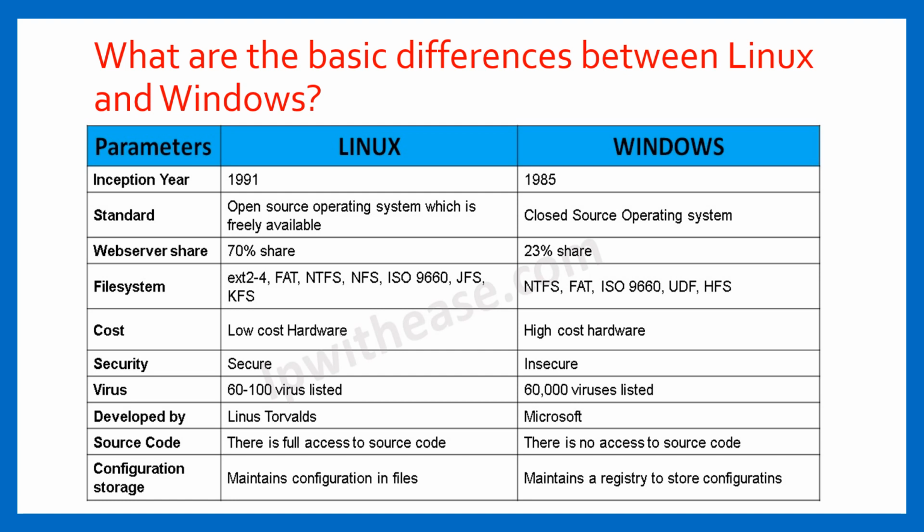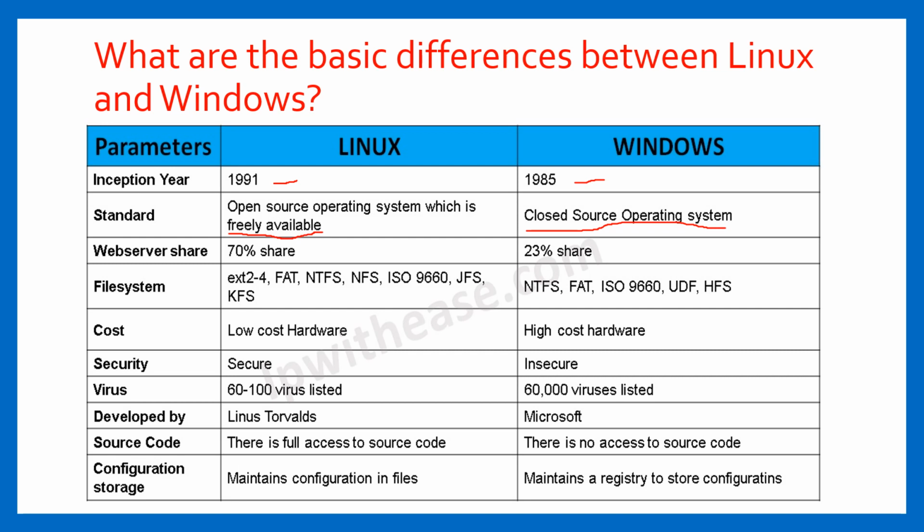Next question, what are the basic differences between Linux and Windows? So Linux was initially started in the year 1991 and Windows before that in 1985. Linux is an open source operating system. Open source in the sense it is freely available. While coming to Windows, it is a closed source operating system. That is, if you want Windows, you have to purchase it.